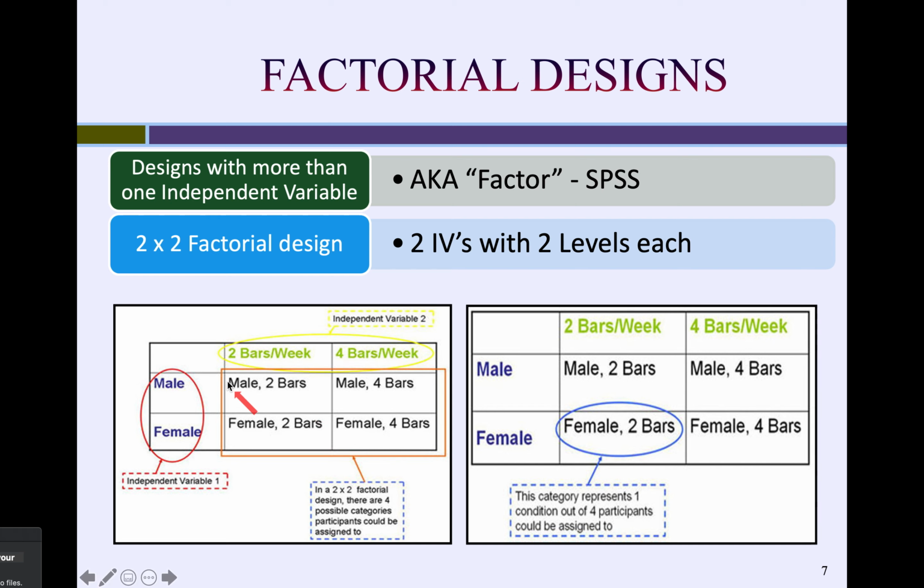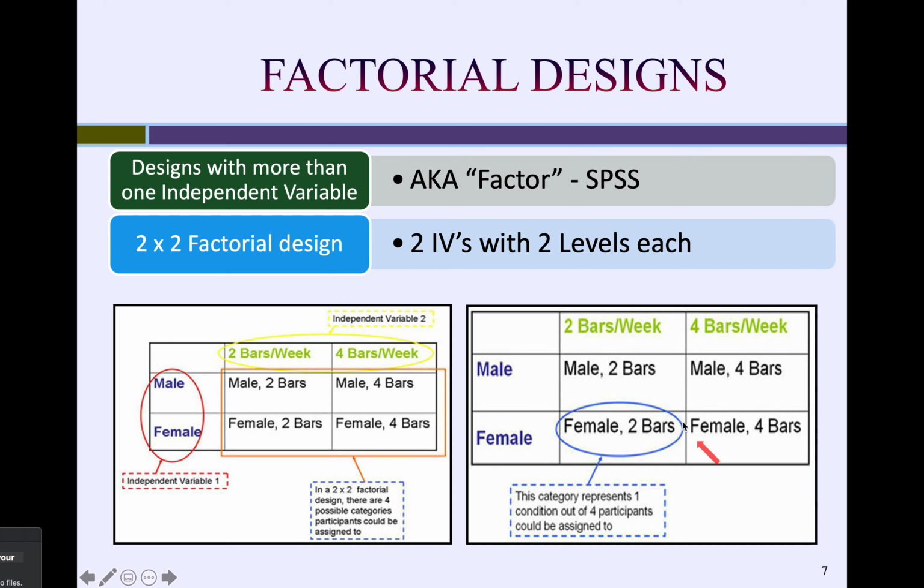So you could be a male that eats 2 bars a week. You could be a male that eats 4 chocolate bars a week. You could be a female who eats 2 chocolate bars a week, or you could be a female who eats 4 chocolate bars a week. So with a 2 by 2 factorial design, you just multiply 2 by 2, you have 4. You have 4 different possible categories.